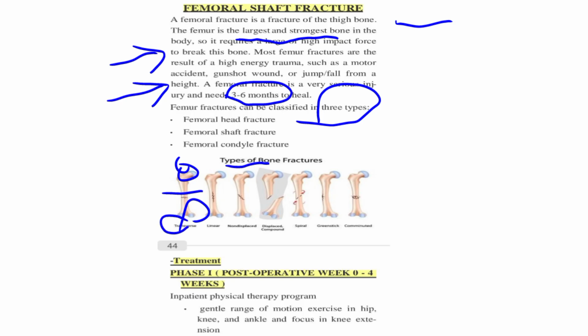These are some types of bone fractures. This is the transverse, this is the linear fracture, this is the non-displaced because bone is at its alignment. This is the displaced fracture because bone is displaced to the right side. This is the spiral fracture in which there is a twisted form fracture. Greenstick fracture, it's mostly common in children, in which there is fracture on the one side and bending of the bone on the other side. And this is the comminuted fracture.